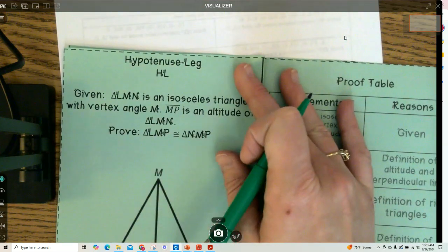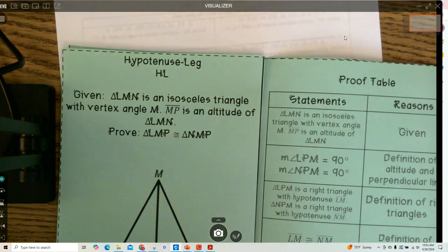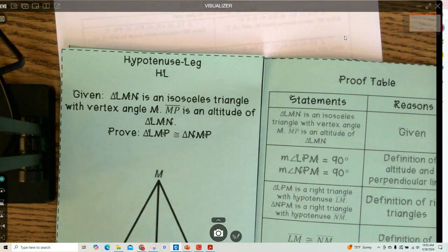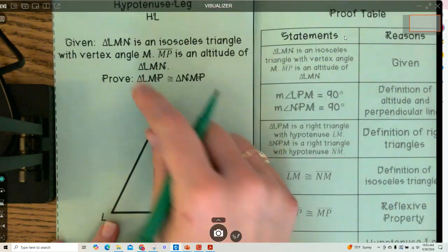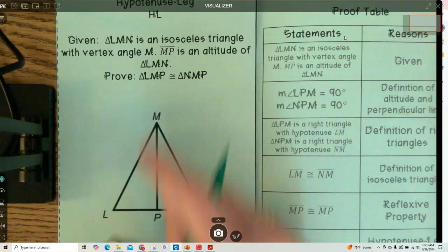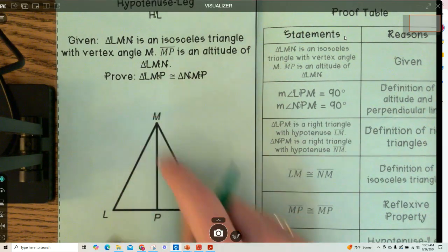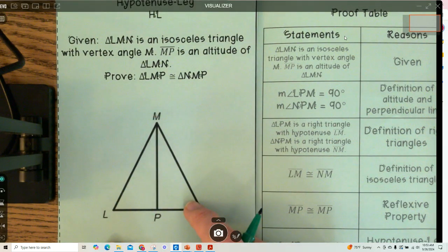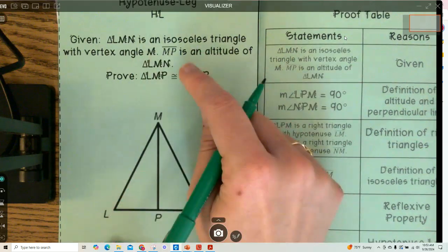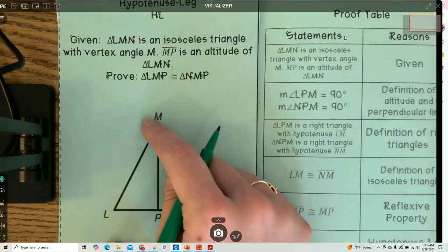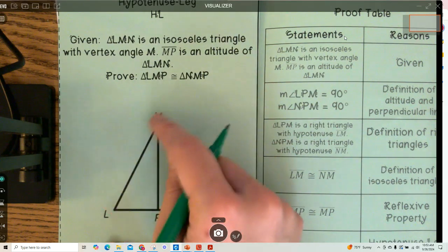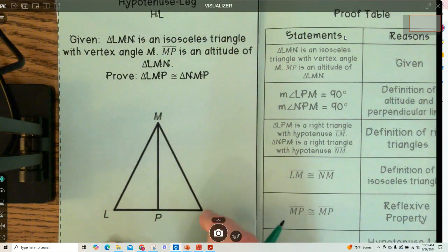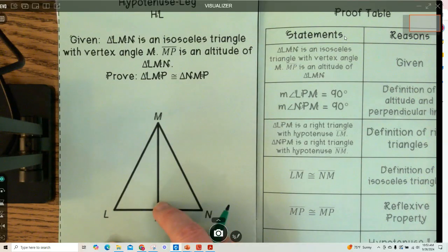All those pieces have to match up in that order. All right, hypotenuse leg. Is this our last one that we have? No, I think we've got one more. Okay. So given triangle LMN is an isosceles triangle. LMN is isosceles with vertex angle M. MP is an altitude, okay, of that triangle. Prove that LMP is congruent with NMP.